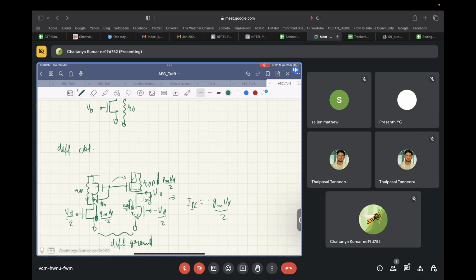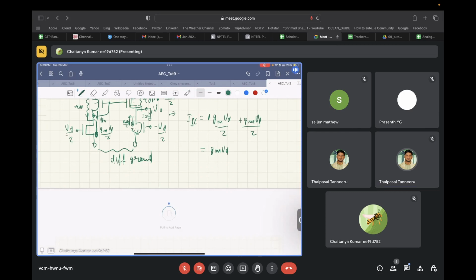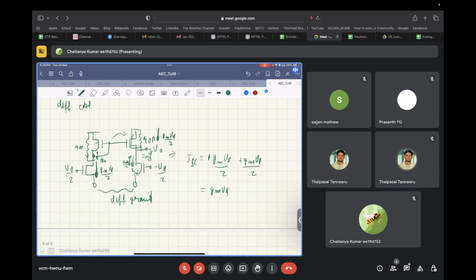So the total current that we have is Gm Vd by 2 plus Gm Vd by 2. That means Gm times Vd. Okay. Yes, sir. So the short circuit current is found.